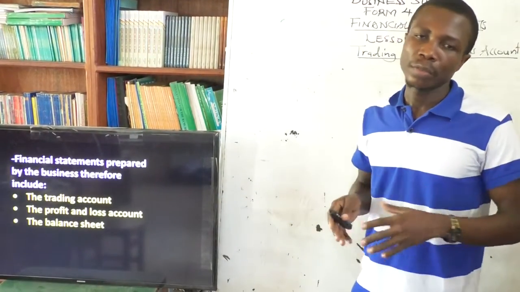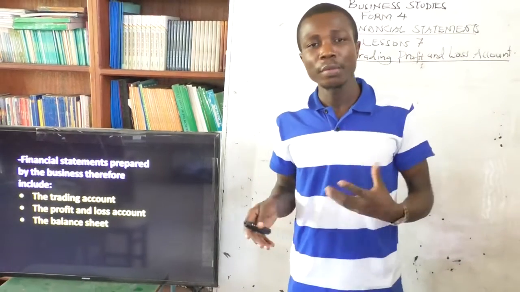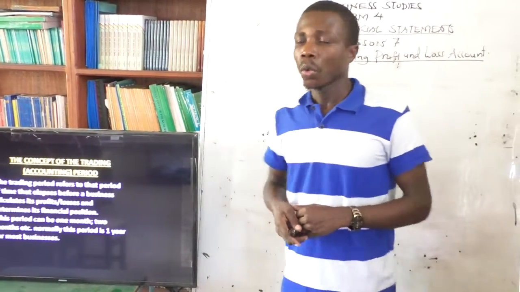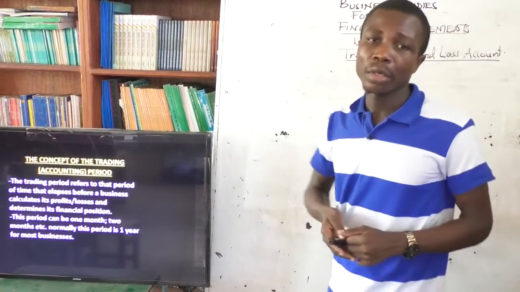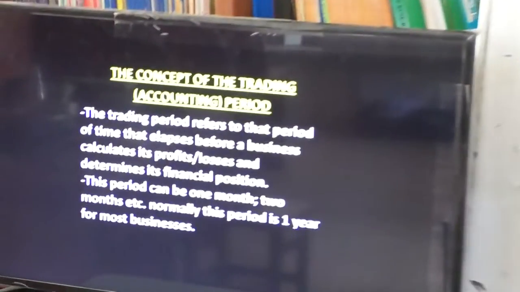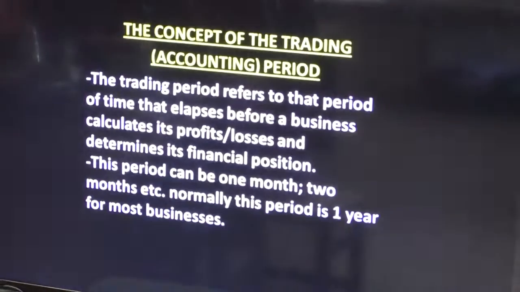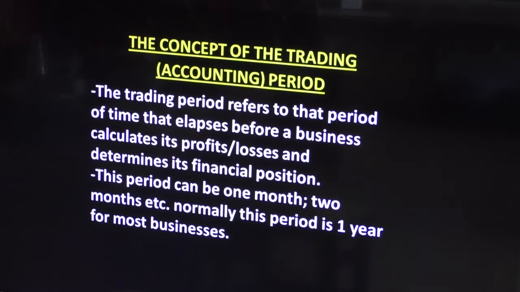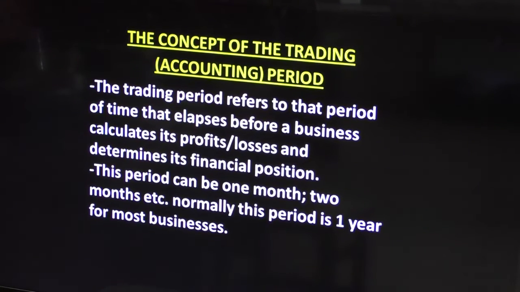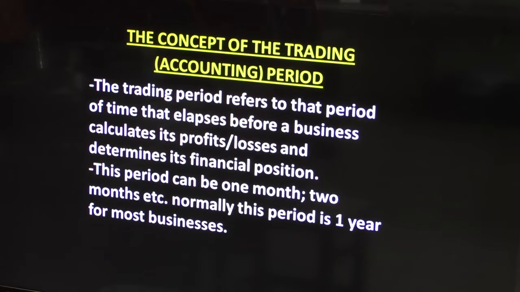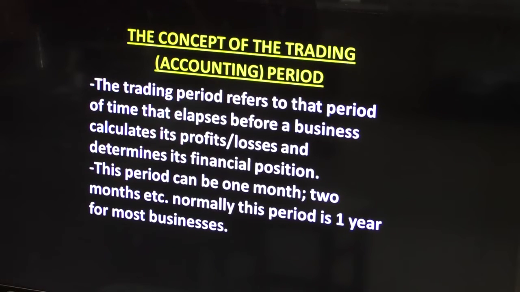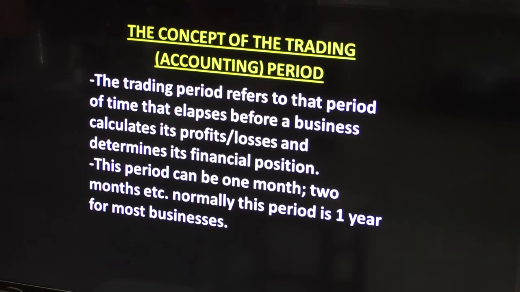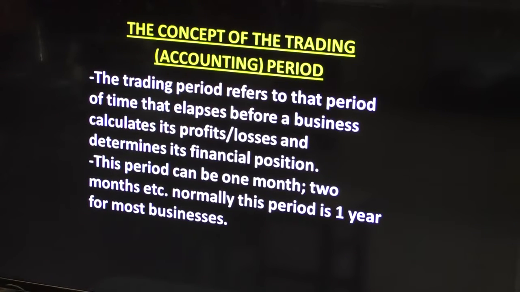But how to prepare them is very, very important, and that is very much examinable. After that, we are going to look at what is known as the concept of accounting period. When you say accounting period, what do you mean? The accounting period, or trading period, refers to the period of time that elapses before a business calculates its profit or loss and determines its financial position. These periods can be 1 month, 2 months, etc., but normally this period is 1 year for most businesses.